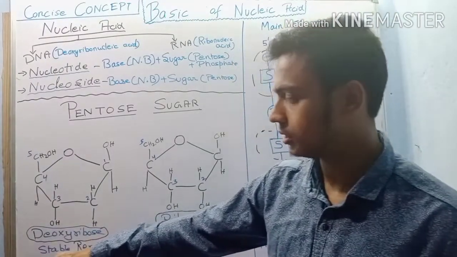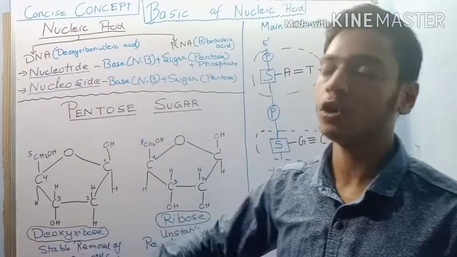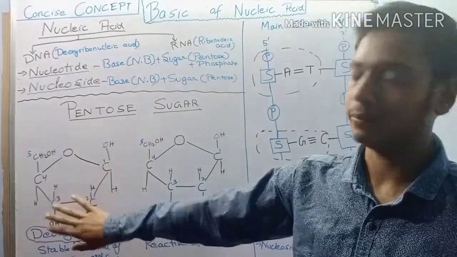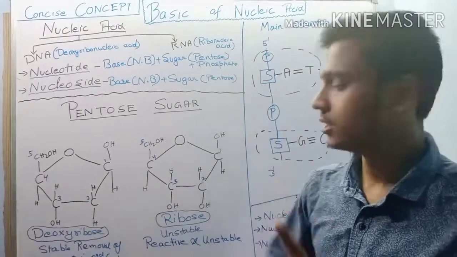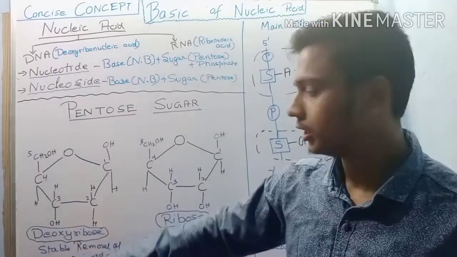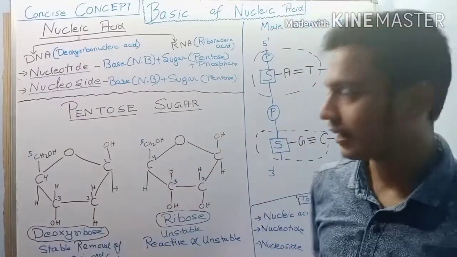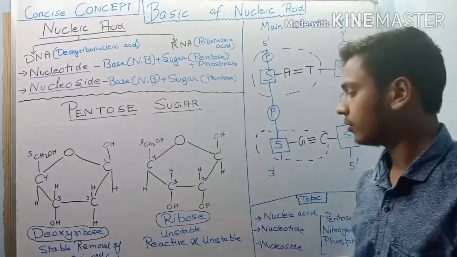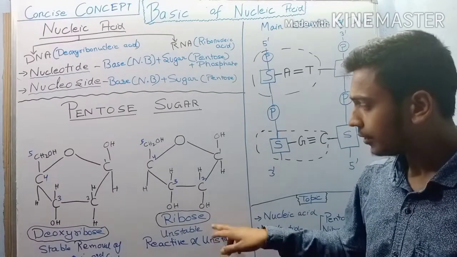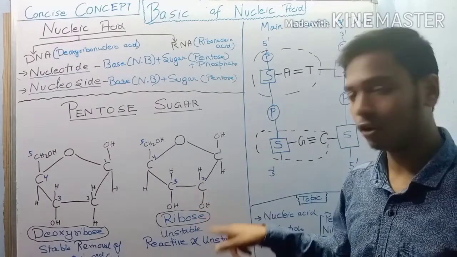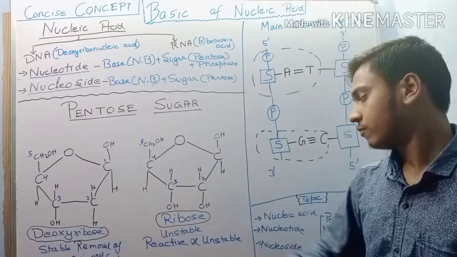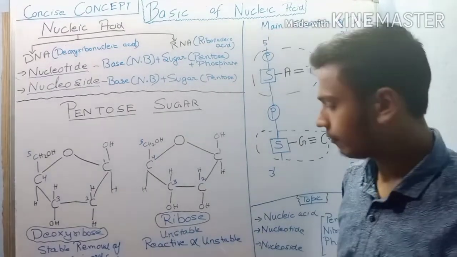It is stable and not very reactive. This is the main criterion. The first criterion is that due to the removal of oxygen, it is stable and not very reactive. So DNA is the stable form. But coming to ribose, due to the presence of this oxygen, it is unstable and very reactive.